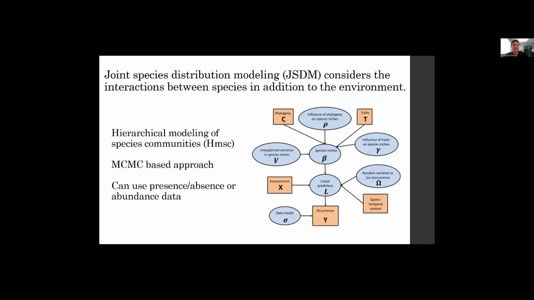So this is a much more complicated model that includes the environment's effect on each species, but also each species' interaction on each other and the environment's effect on the interactions between each species, as well as lots of random structure. So I used a program called HMSC, and this is a Gibbs sampling Markov chain Monte Carlo estimation that can accommodate both presence, absence, or abundance data. So here is where I leveraged that abundance data in this model.